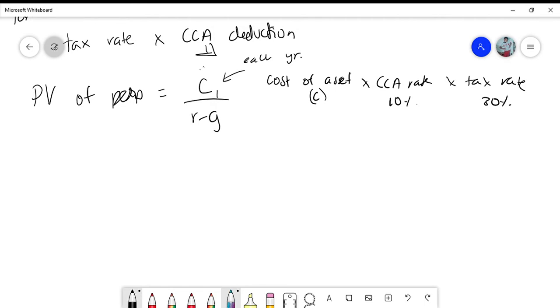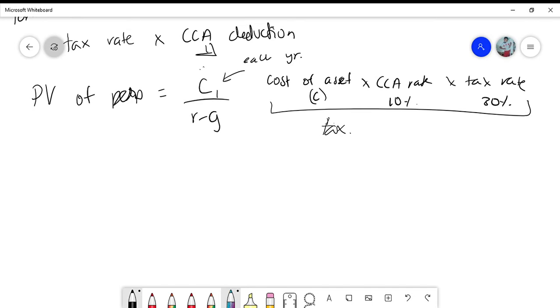Basically, this is how much tax benefit do I get in the first year. So in the first year, my cost of asset is C, and then I multiply this by the CCA rate, and then I multiply it by the tax rate. Does this make sense? Okay, hold on.